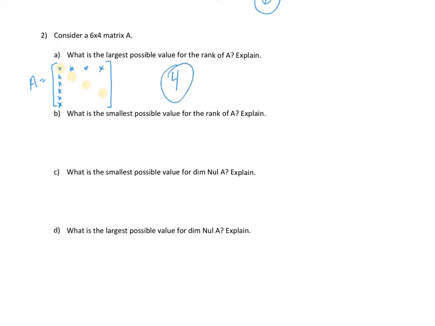The smallest possible value for the rank of A would be 0, which is when you have a matrix full of zeros. The dimension of the column space is 0 because there are no pivots.